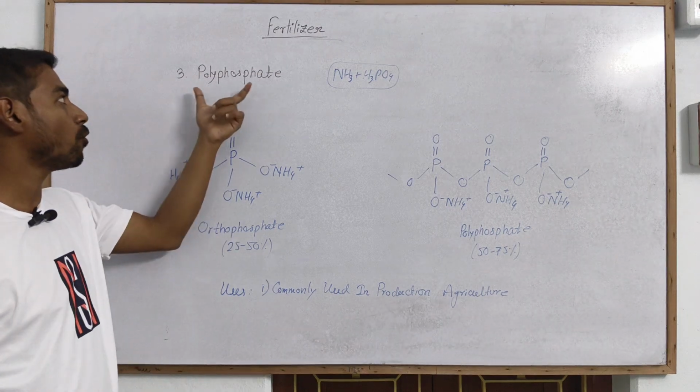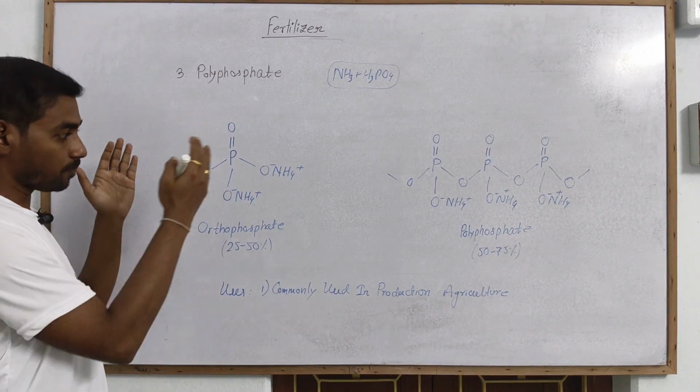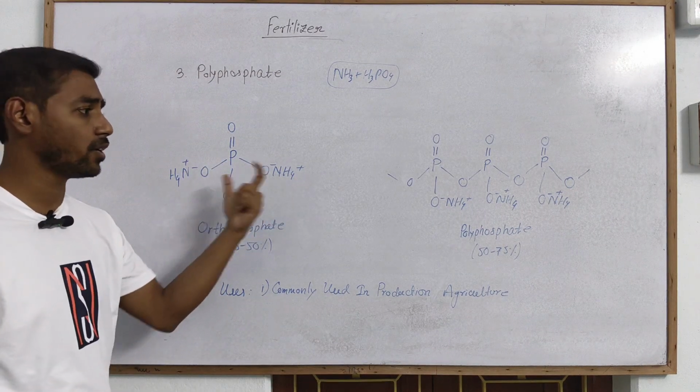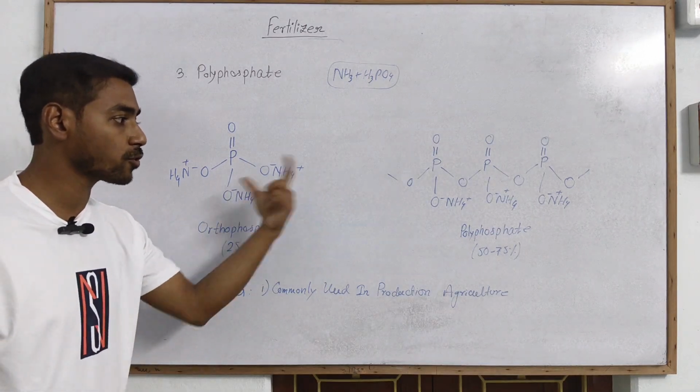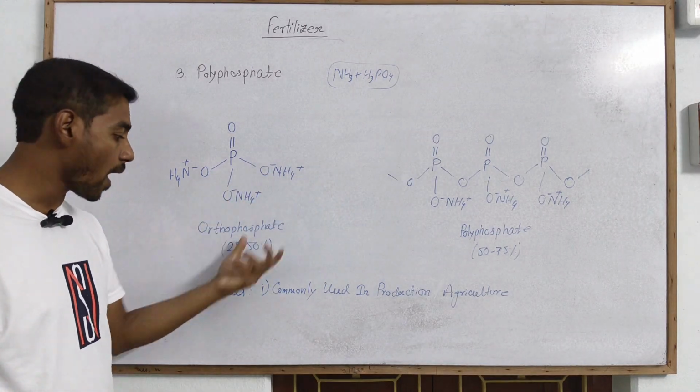So this is the overall polyphosphate, that is its preparation and its structural differences. This is orthophosphate and this is polyphosphate. These are the structural differences and overall usages of it. Okay.